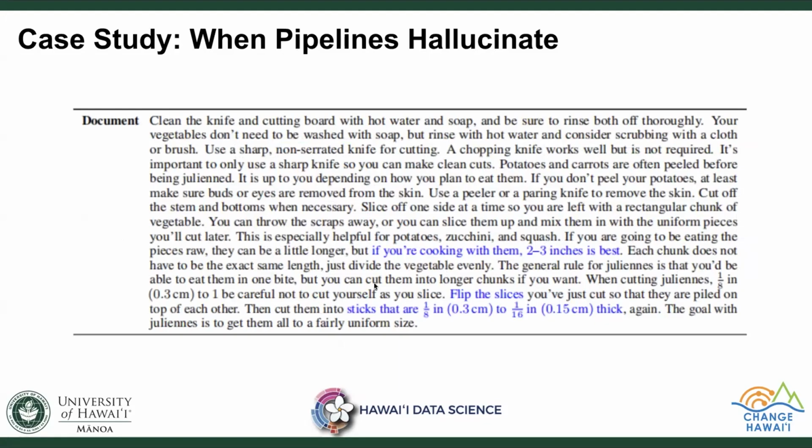So here we show a case study of how different reasoning methods output summaries and how they make mistakes like hallucinations. Here is a document from the WikiHow data set that shows how to cook something, and you can see the blue text that says if you are cooking with it, 2 to 3 inches is best, and if you flip the slice, stick them to a certain thickness.